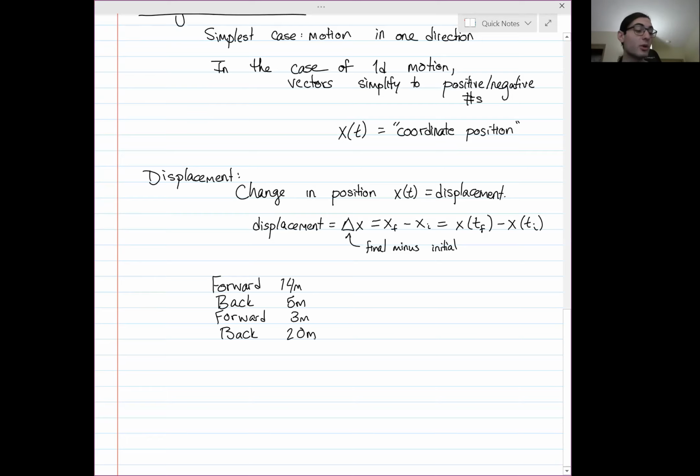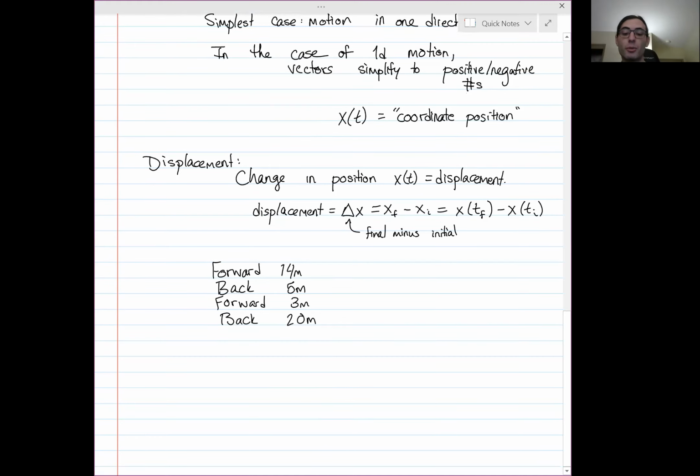So the way that we would find the total displacement is, well, one way that you could do it is you could think about where the person is relative to where they started. So imagine that they started at x equals 0. Well, after they walked forward 14 meters, that would mean that they're at x equals 14. Then they walk back 5 meters, so that would mean that they're at x equals 9 meters, because walking back 5 meters means that they are displacing their position by -5.